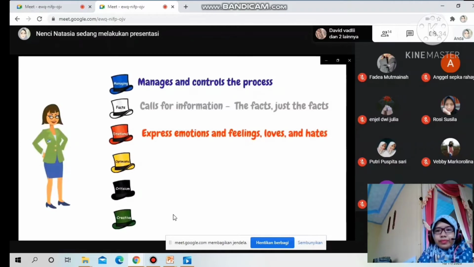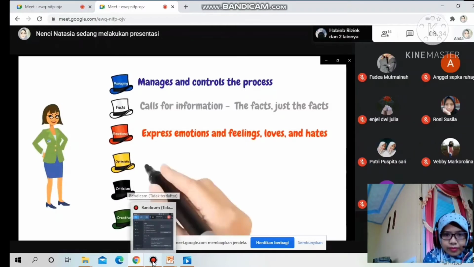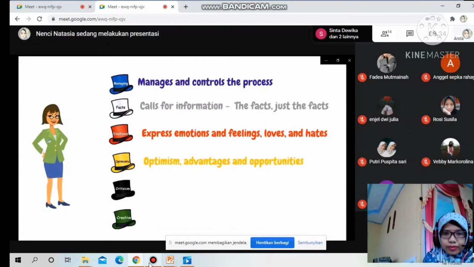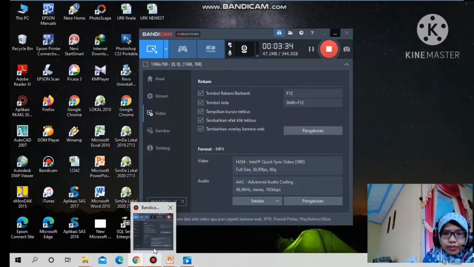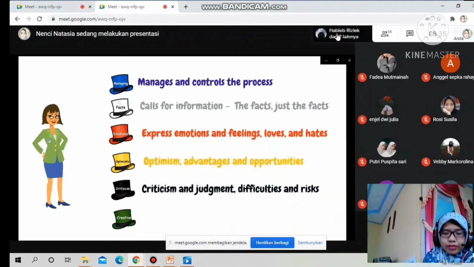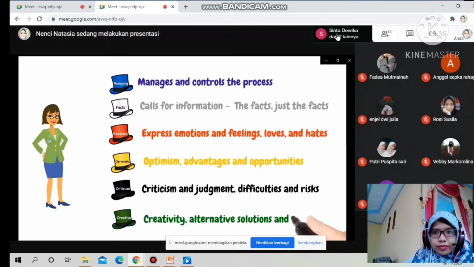The red hat is used to express emotions and feelings and to share fears, likes, dislikes, loves, and hates. The yellow hat symbolizes brightness and optimism. It's for thinking of advantages, chances, and opportunities. The black hat represents criticism and judgment, sorting out the difficulties and risks. The green hat focuses on creativity, finding alternative solutions and new ideas.